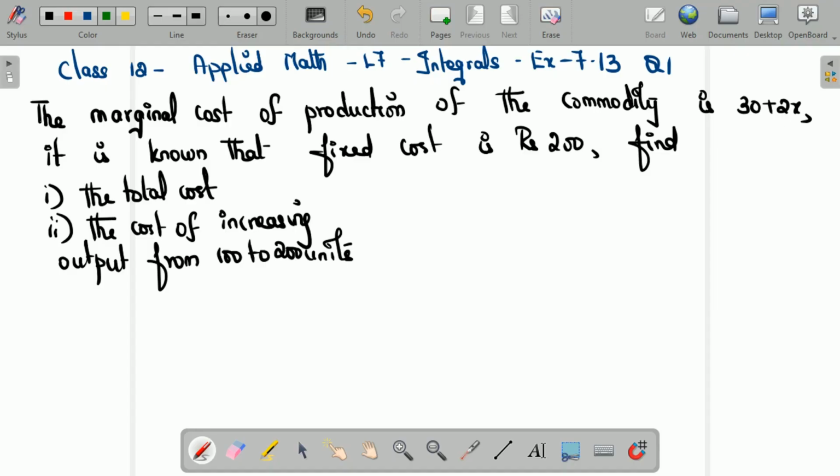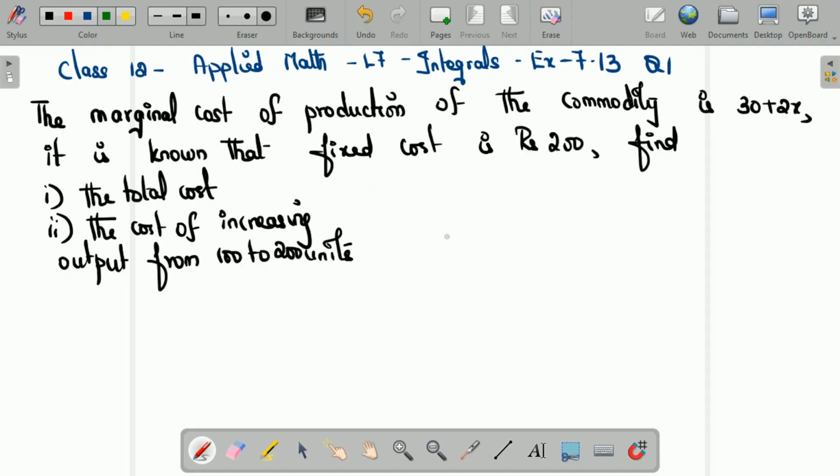In this video, let's find the solution for the first question in exercise 7.13. The marginal cost of production of a commodity is 30 plus 2x. It's known that its fixed cost is rupees 200. Find first, the total cost, and second, the cost of increasing the output from 100 to 200 units.